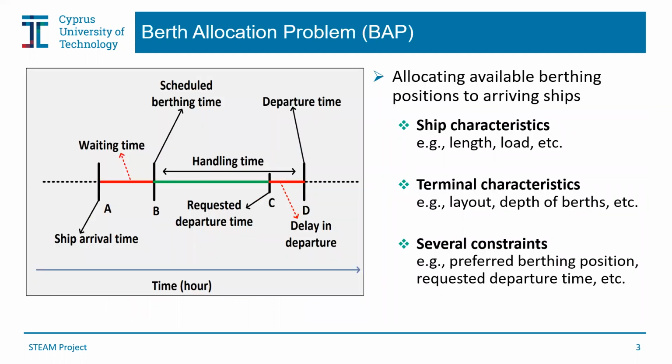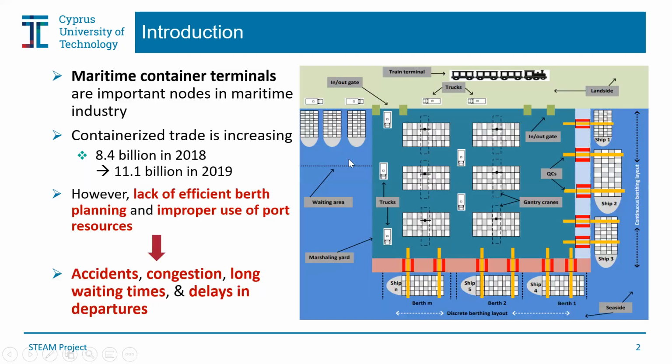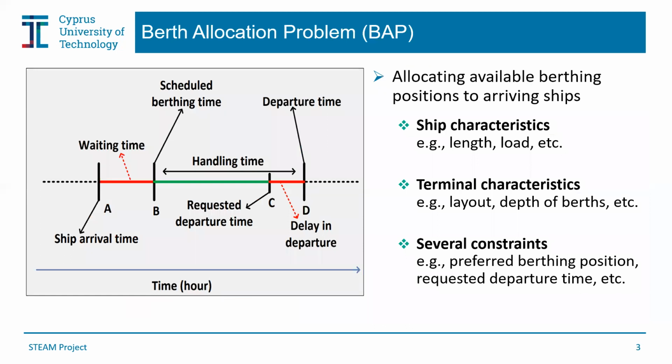So here, let me explain the berth allocation problem. Basically, the berth allocation problem lies in the seaside area. In this study, I am dealing with the berth allocation problem, which lies in the seaside area. Allocating available berthing positions to arriving ships at the port is known as the berth allocation problem. In this figure, you can see the process of berth allocation.